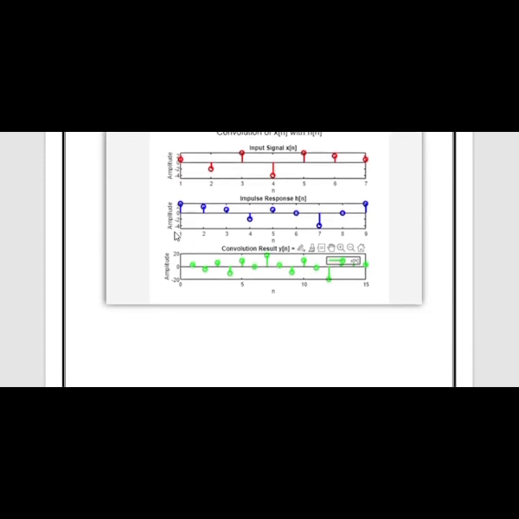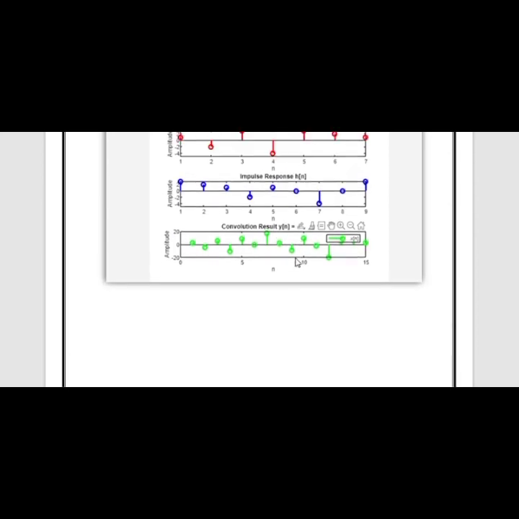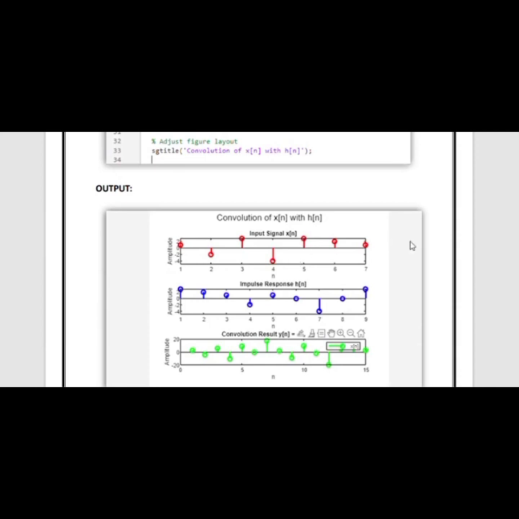Compute the convolution y of n, plot the signal x of n using subplot and stem, and give it a title and label the x-axis and y-axis. Plot the impulse response h of n using subplot and stem, with title and labels. Then plot the convolution y of n, display the legend, and adjust the figure layout. The three resulting plots are shown: input signal x of n, impulse response h of n, and convolution signal y of n.